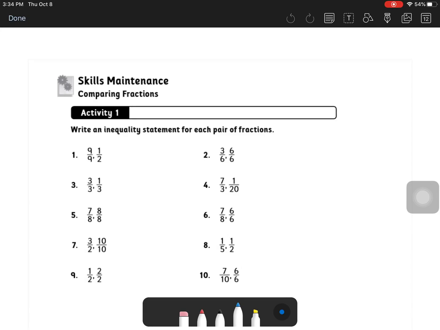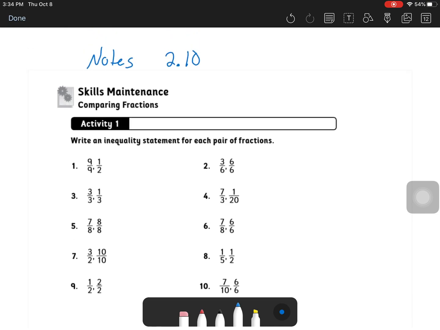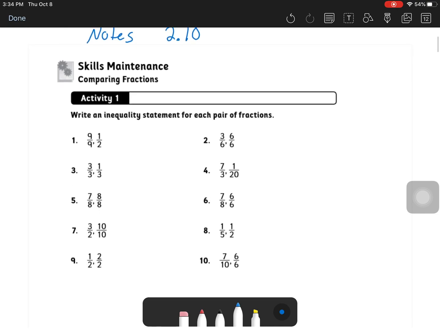Okay, Transmath 2 class, we're going to look at the notes for section 2.10. There's actually 14 sections in this chapter 2, so it's a little bigger. In the skills maintenance, we are going to write an inequality statement for each pair of fractions. We're just filling in greater than or less than, okay?